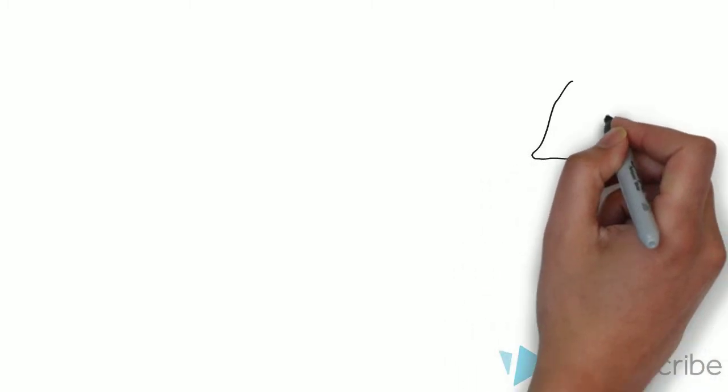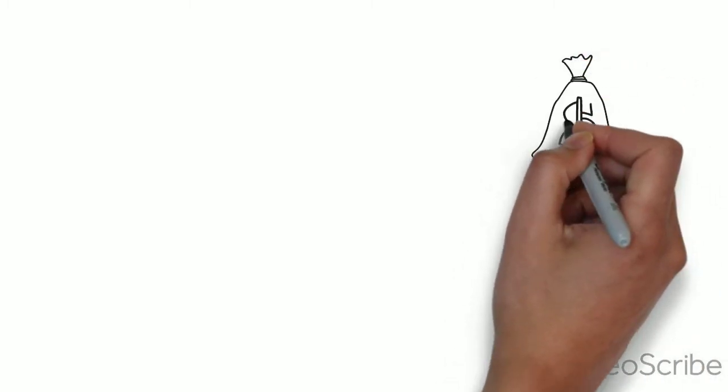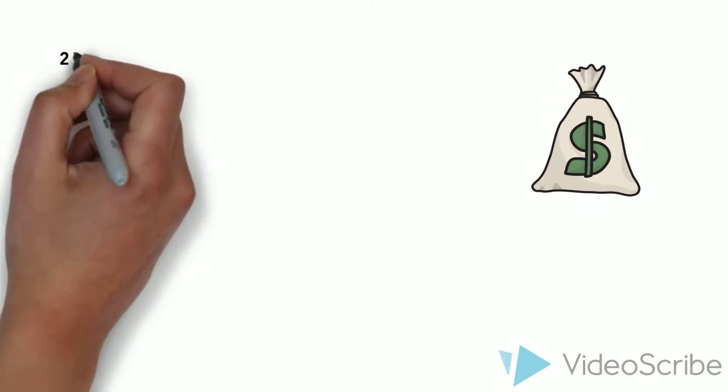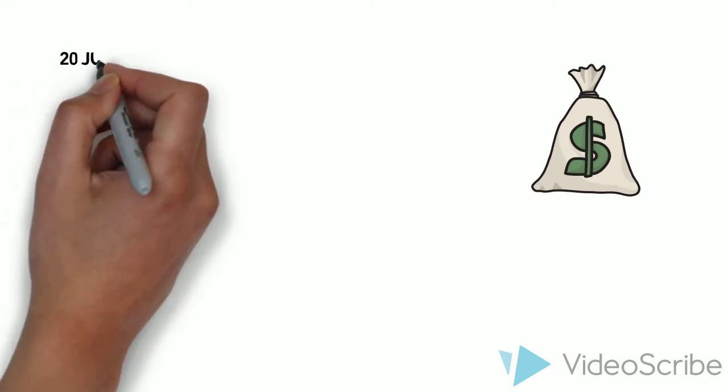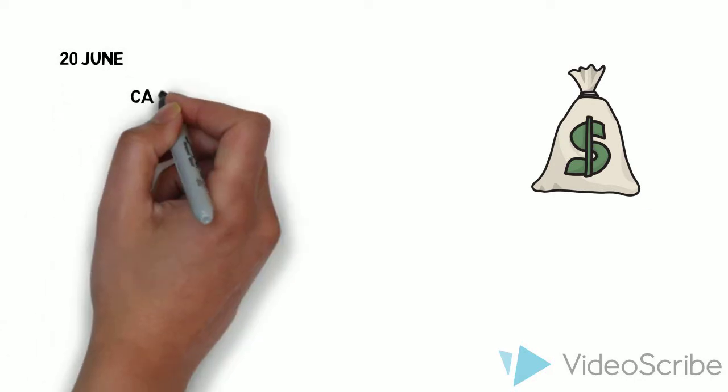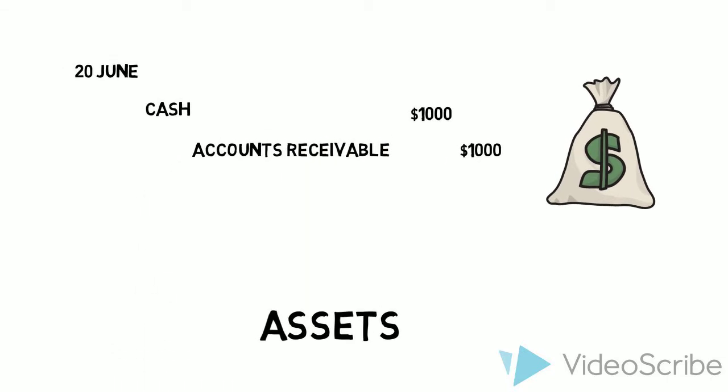Mark then pays for this purchase on the 20th of June. The two accounts affected would be the cash account and the accounts receivable account. This would mean that cash account increases and the accounts receivable account decreases. John does the following. 20th of June, cash debited $1,000, accounts receivable credited $1,000, meaning the asset component both increases and decreases through the payment of cash.